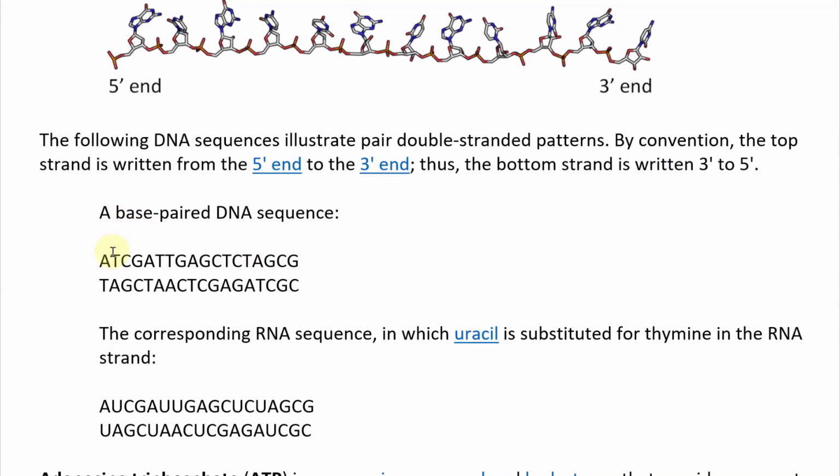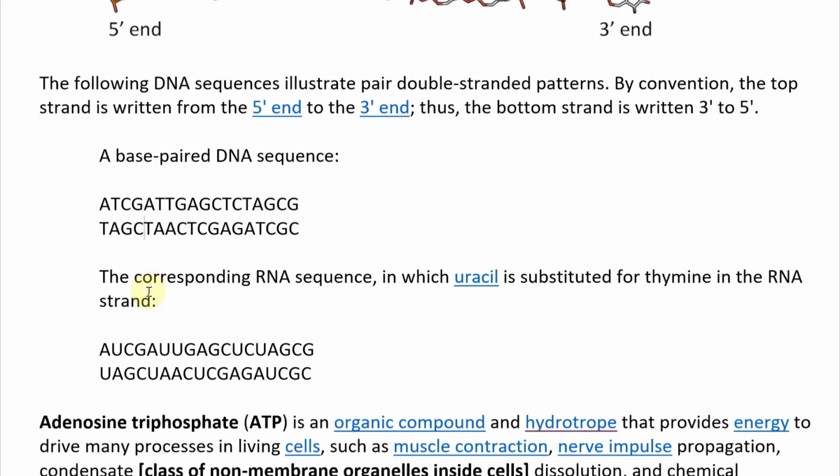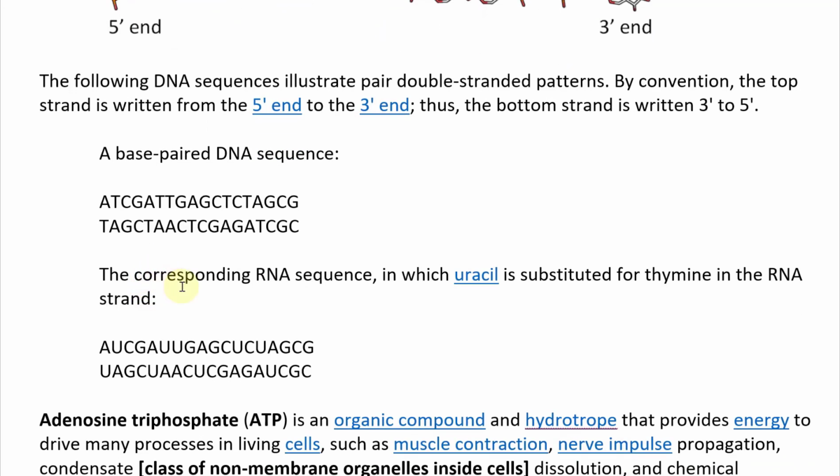So we always have the top one starting from the 5'. Whenever we see a sequence like this, it goes 5' end all the way to the 3'. So you have A, T, C, G, etc., and it just keeps going all the way across there. All right, let's look further. Now the corresponding RNA sequence, in which uracil is substituted for thymine in the RNA strand. I believe they just took all the T's out and replaced them with U.